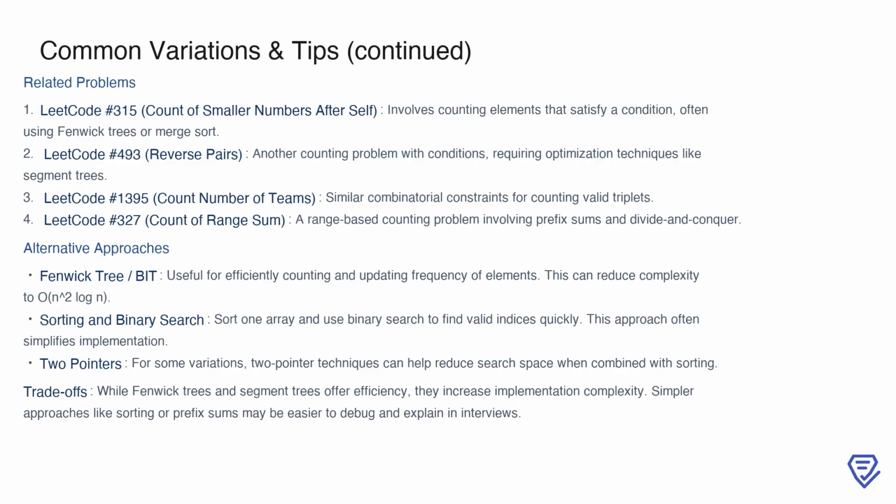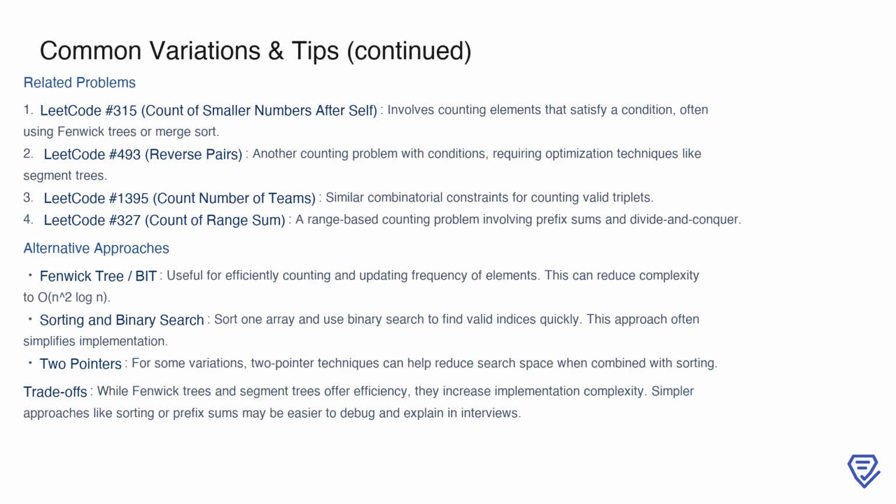This problem is closely related to several others that involve counting under specific conditions. For example, LeetCode number 315, Count of Smaller Numbers After Self, requires counting elements with similar constraints and can be approached with Fenwick trees or merge sort. Another is LeetCode number 493, Reverse Pairs, which involves optimization techniques like segment trees to handle counting efficiently. Then there's LeetCode number 1395, Count Number of Teams, which also deals with combinatorial constraints for valid triplets, and LeetCode number 327, Count of Range Sum, which uses range-based counting with prefix sums and divide and conquer strategies.